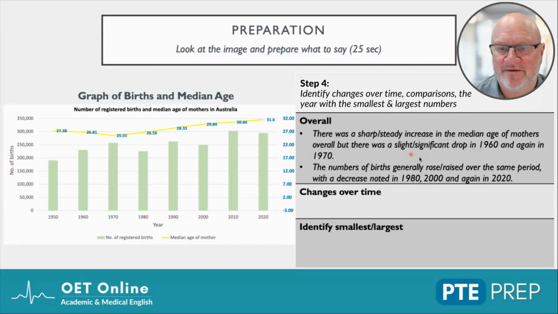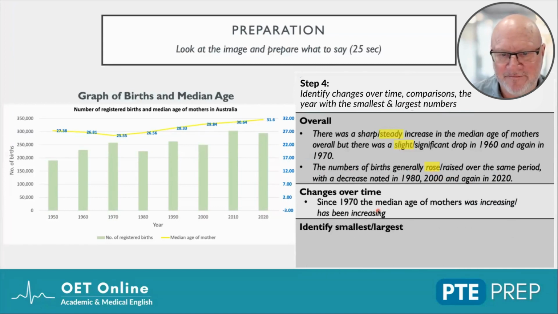Which phrase is best, rose or raised? Let's have a look. Well, it's not a sharp increase, it's just a steady increase, but there was a slight drop in 1960. So those words slight and steady are accurate here. Rose is the key word. You could also say the number of births generally decreased or increased in this case, but showing a little bit of variety of language.